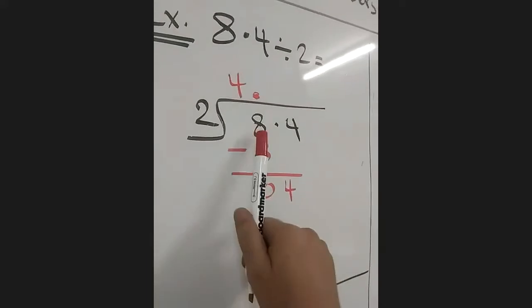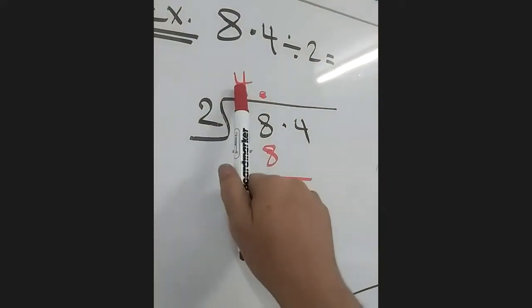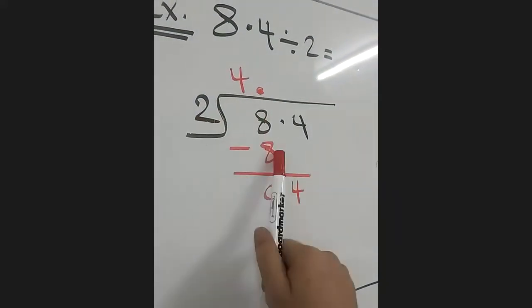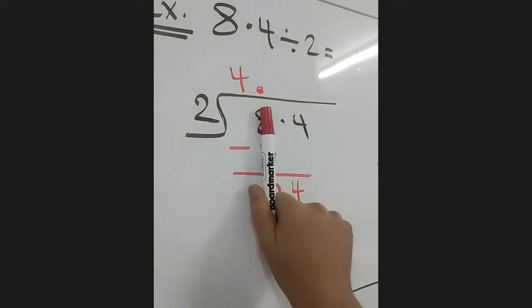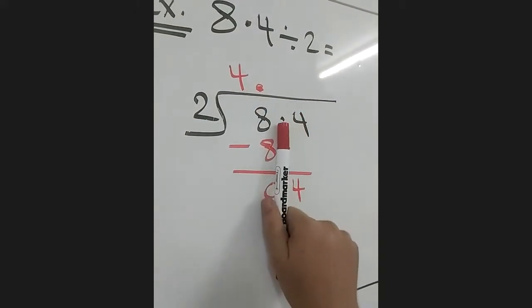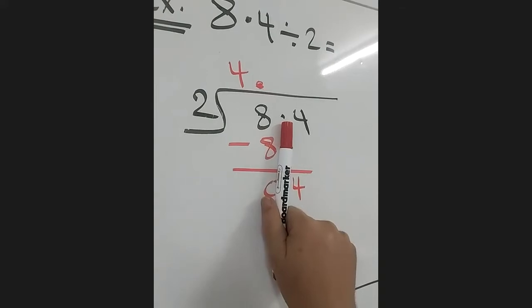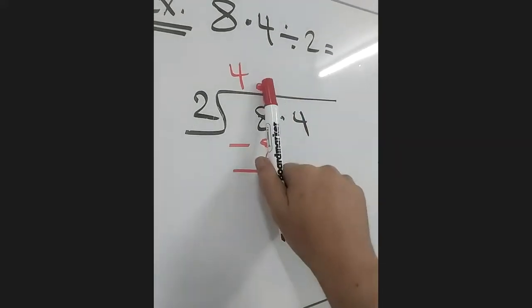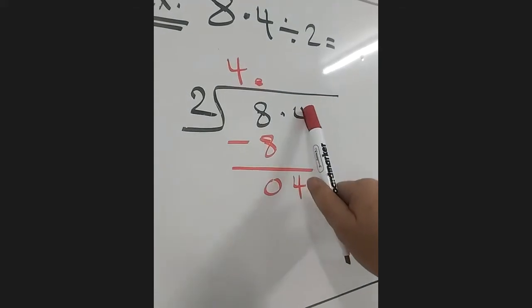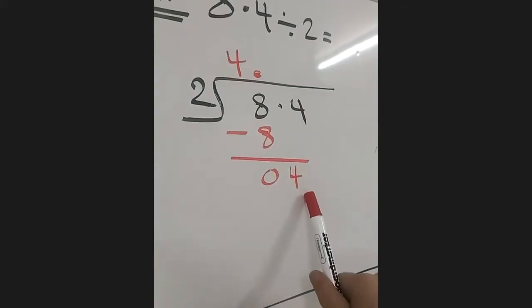Again, we start with 8. 8 divided by 2 is 4. 4 multiplied by 2 is 8. 8 minus 8 is 0. I'm done with 8. Now I'm going to get the 4, but I have a decimal on my way. Once you have the decimal, don't skip it. Do not skip the decimal. Put it directly up in the answer. Don't forget that. Then put the other number down, which is 4.